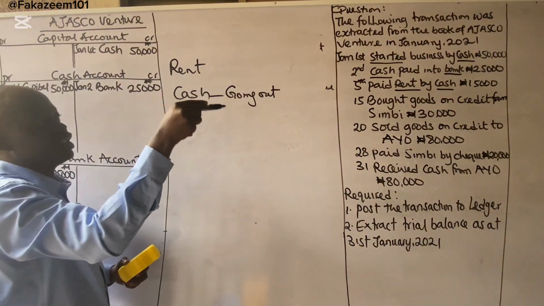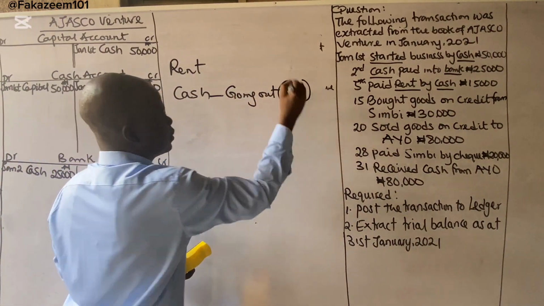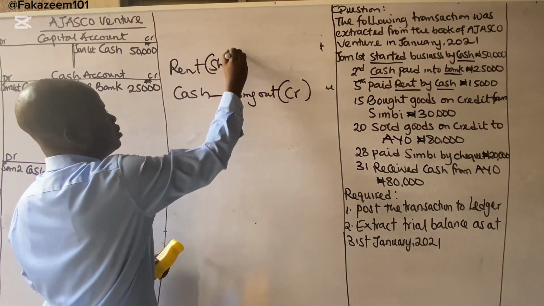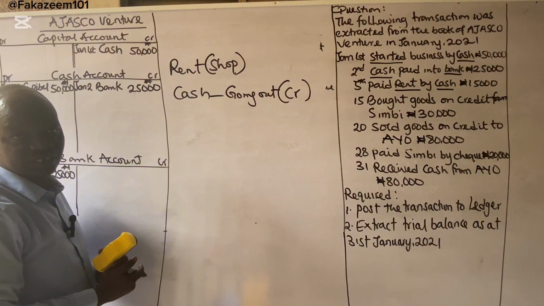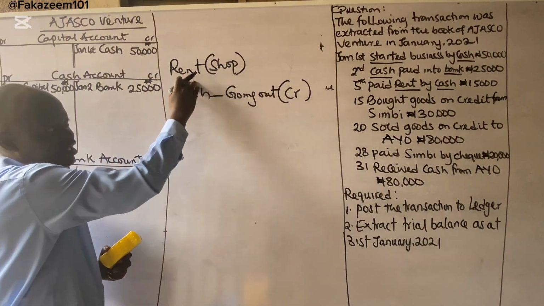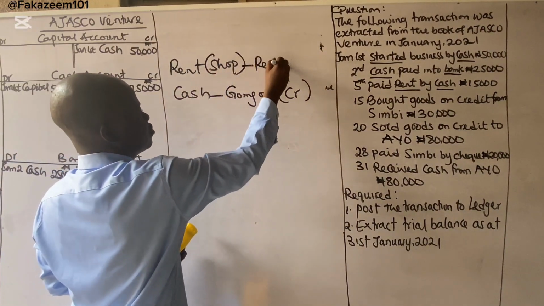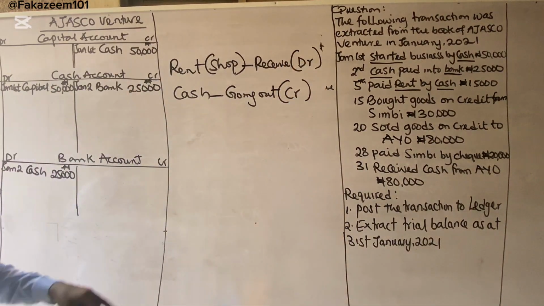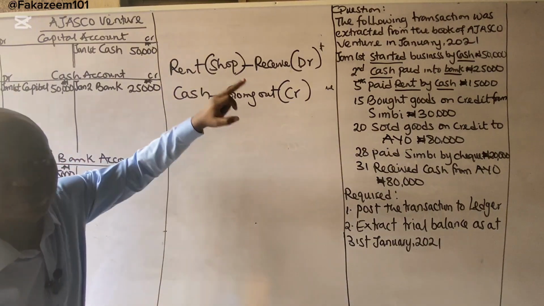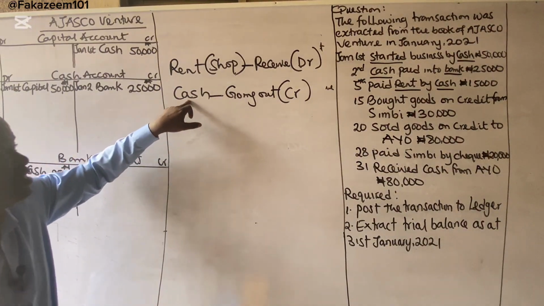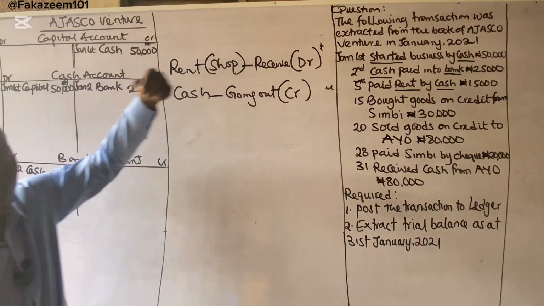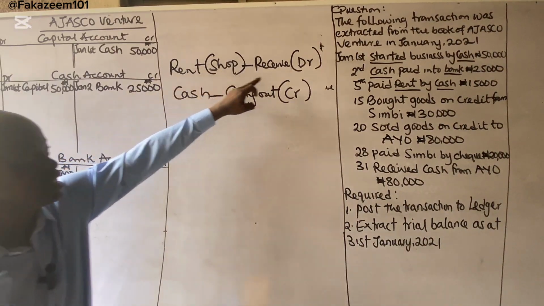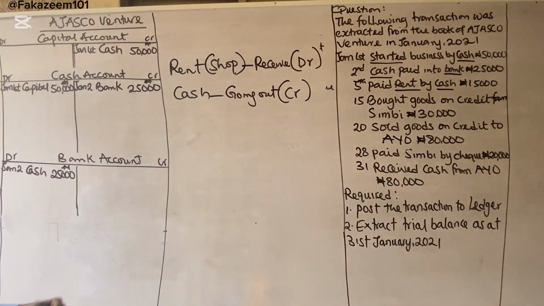The business pays cash out, meaning cash will be credited. What did they receive in return? They receive the shop rent, so rent will be debited. What this means is: paid rent by cash. What the business is giving out is cash, credit. What they receive in return is the rent, which represents the shop rent. That is debit. The next thing is for us to post.